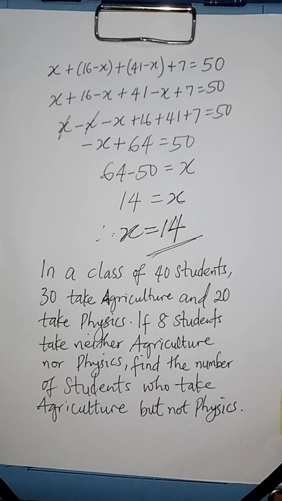Now, if you think you can solve one question, you have one to try out. In a class of 40 students, 30 take agriculture and 20 take physics. If 8 students take neither agriculture nor physics, find the number of students who take agriculture but not physics.